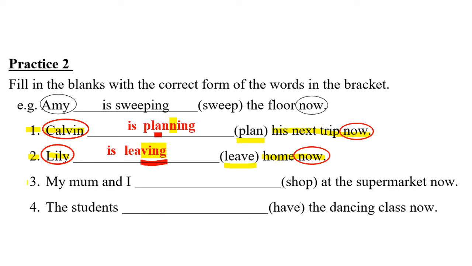Now let's go to question number 3 and read question number 3 together. 3, 2, 1. My mom and I do at the supermarket now. What is the time word of this question? Correct. The time word is now. That means we have to use continuous tense. How about the subject of this question?